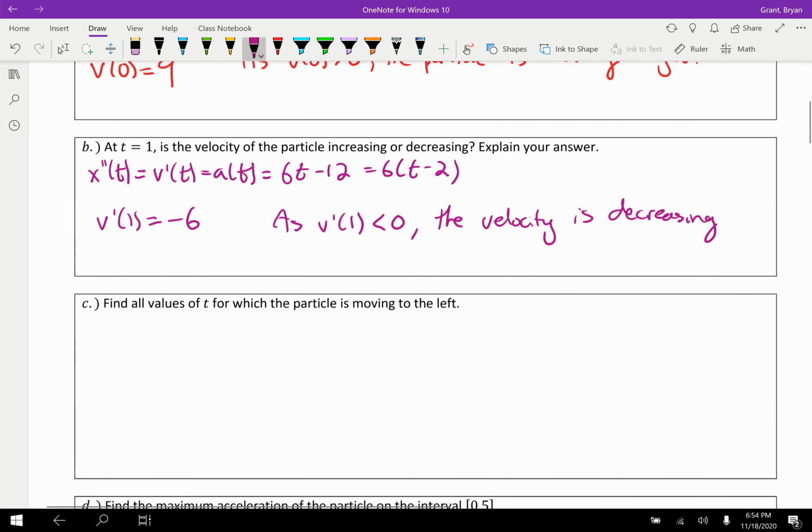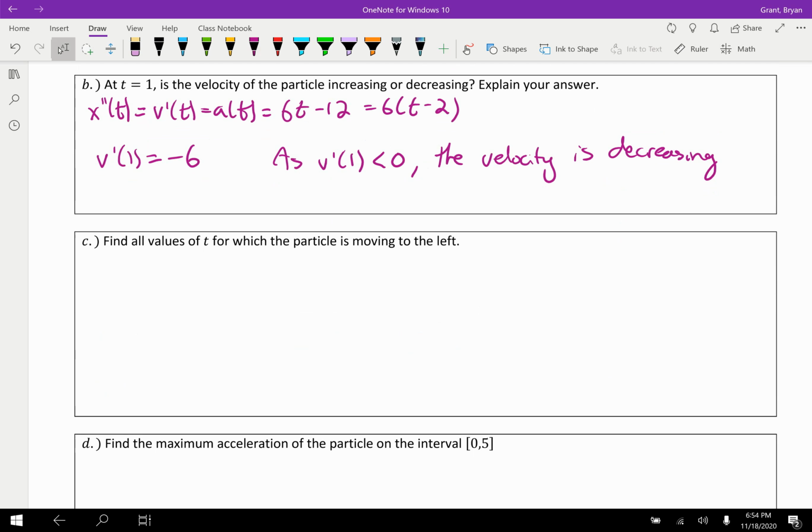All right, part C. Find all values of t for which the particle is moving left. Well, if we're going to find all values of t, what they really mean are the intervals where the particle is moving left. And whenever we find intervals, we set up a sign chart so we can see those intervals. The first thing we'll have to do is figure out when is the particle not moving? When does the particle have a velocity of 0 so we can subdivide our sign chart?